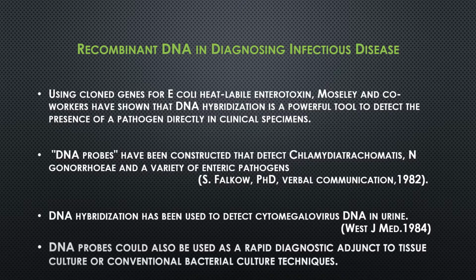We're going to discuss first the recombinant DNA in diagnosing infectious disease, using cloned genes for E. coli, heat labile, and thyrotoxin. So Maselli and co-workers have shown that DNA hybridization is a powerful tool to detect the presence of a pathogen directly in clinical specimens. So another one is the DNA probes, have been constructed that detect chlamydia trachomatis and gonorrhea and a variety of enteric pathogens.